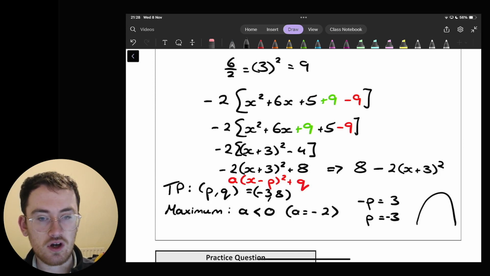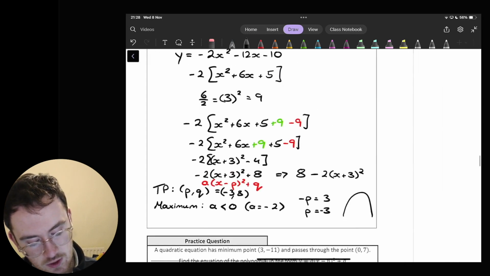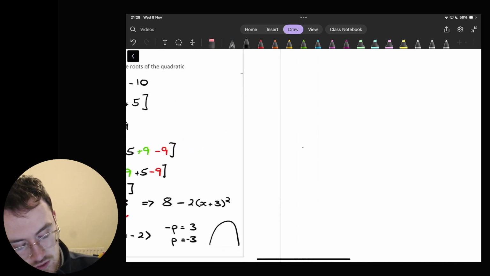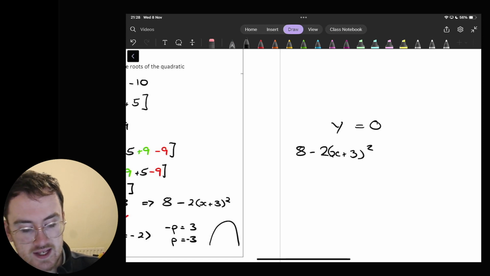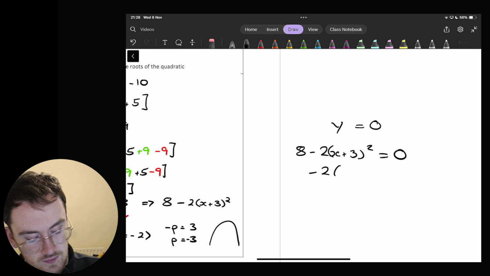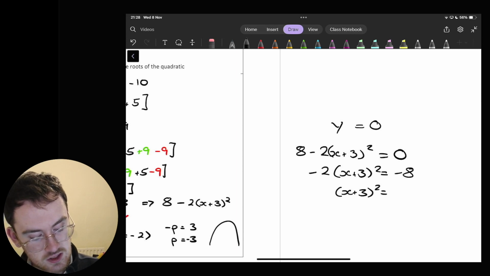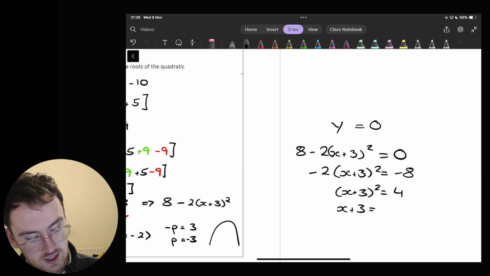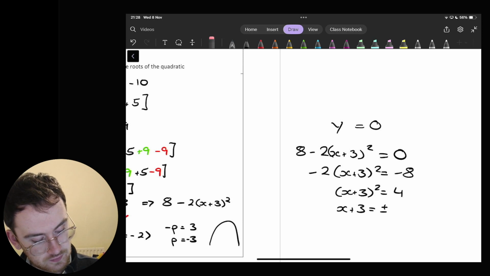To comment on the nature of the roots, we can solve it using completed square form. If I take this over to one side here, we can take our completed square form, 8 minus 2 times x plus 3 squared. We know that the roots are where y is equal to 0, where my function here is equal to 0. So I'm just going to quickly solve this. We get x plus 3 squared equal, let me divide by my minus 2, gives me 4. So x plus 3 is plus or minus root 4, which of course is just 2. And I get that x is equal to minus 3 plus or minus 2.